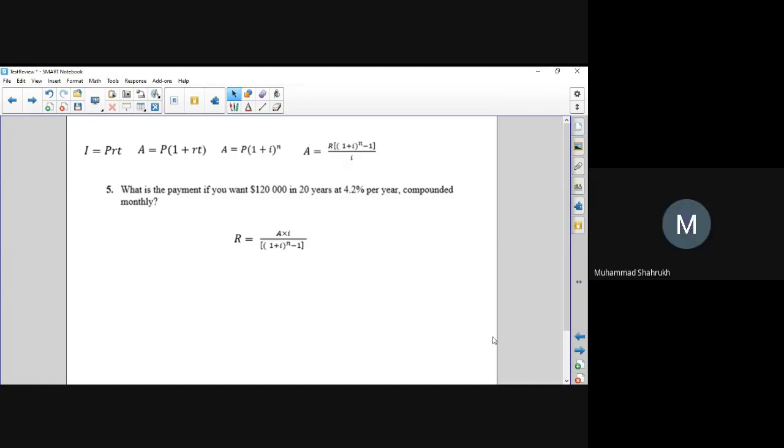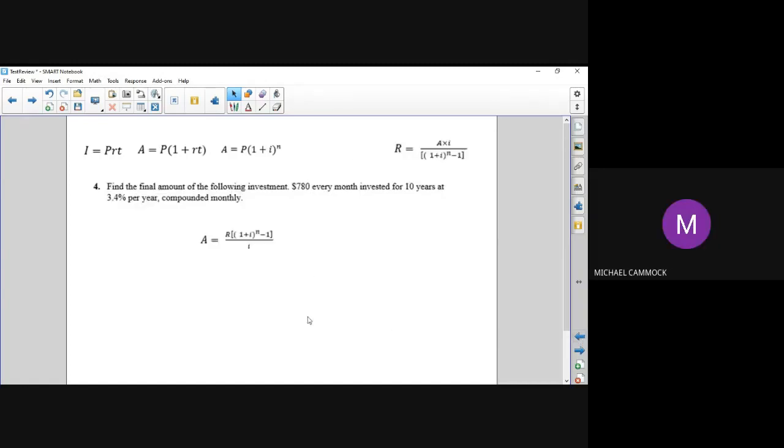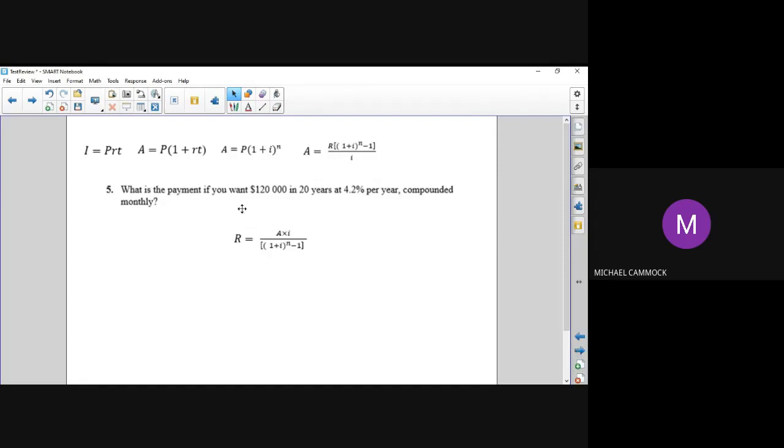Let me take you back to the previous question just for you to see the difference. This says, what's the final amount of the following investment? $780 every month. This is telling you that you're putting in $780 every month, and you're trying to figure out what that is going to become at the end of 10 years. There's the difference. This one is giving you what the R is, and you have to figure out what the A is. This one is giving you what the A is, and you have to figure out what the R is. You see the difference? Okay, so let's move on.